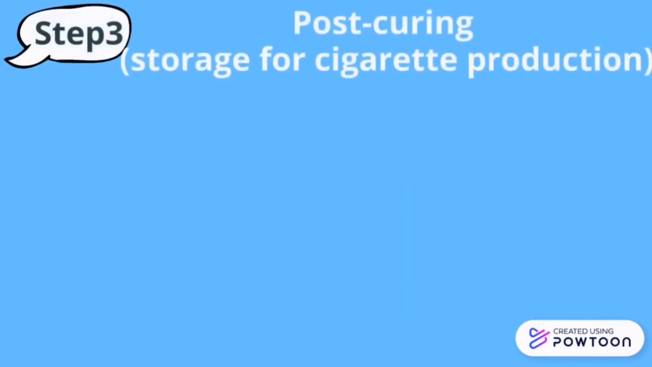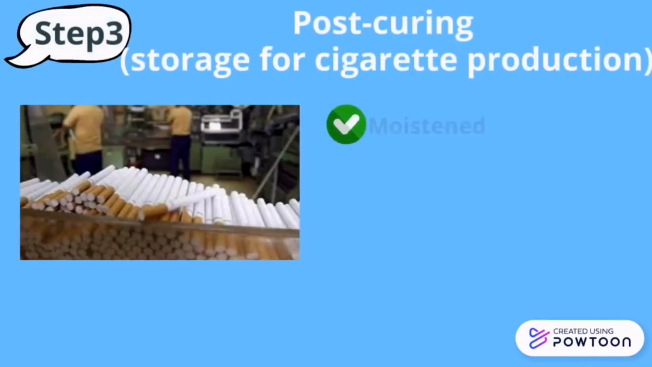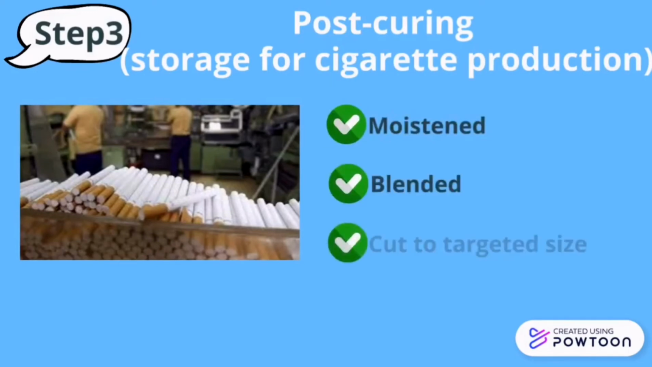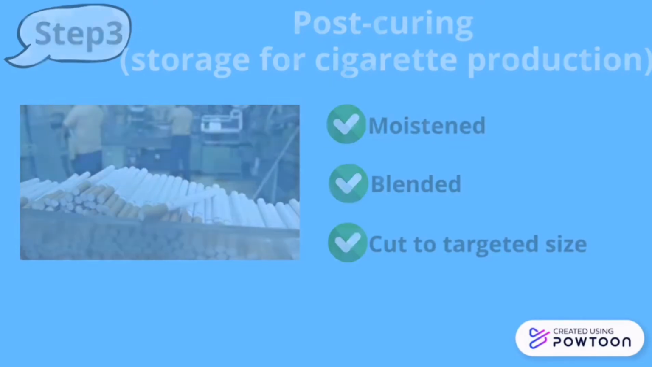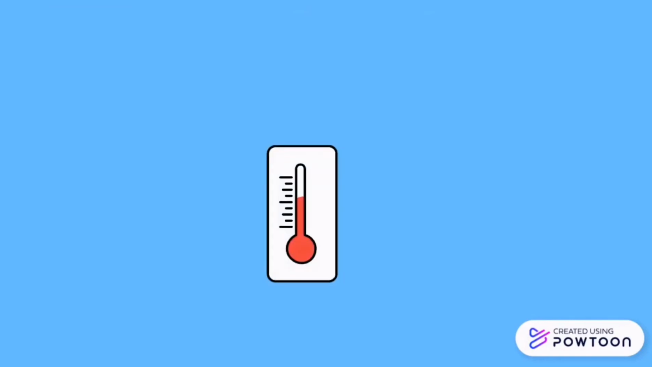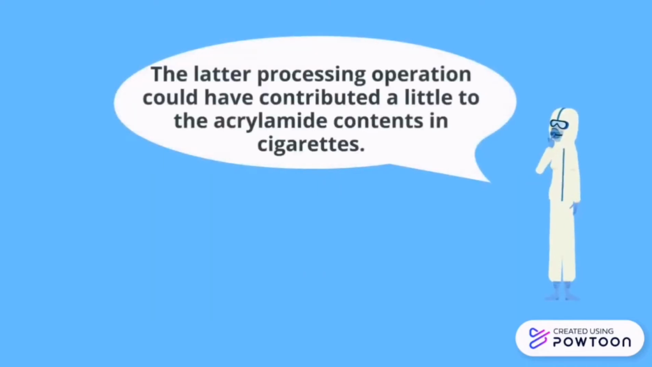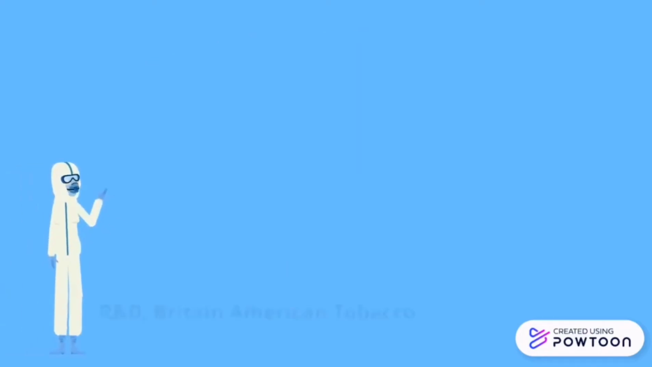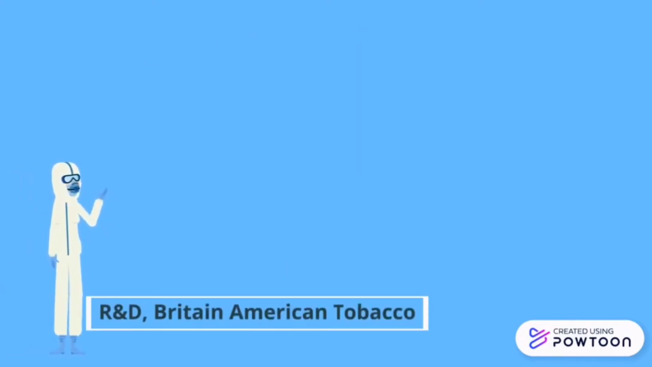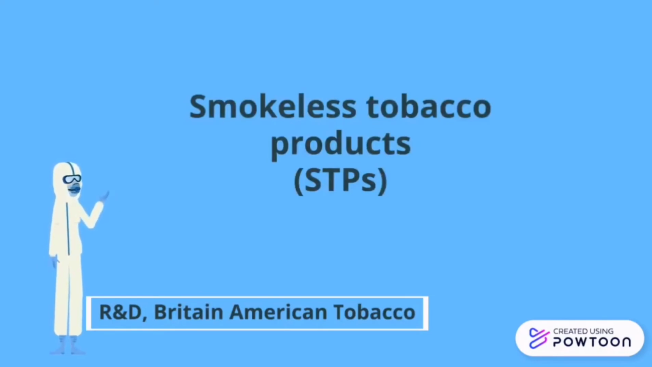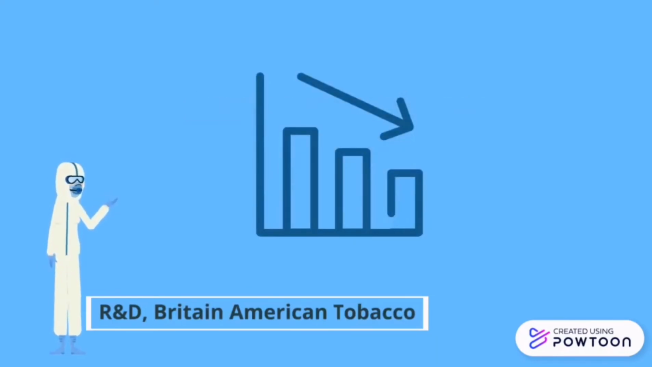At the post-storage stage, the tobaccos are moistened, blended and cut to targeted size. During the operation, the temperature of tobacco could reach up to 70 to 80 degrees Celsius for some minutes. Researchers stated that this could have contributed to the acrylamide contents in cigarettes. However, an article by British American Tobacco mentioned that the exposure to acrylamide through SDP use is smaller than the exposure from cigarette smoking or from the diet.